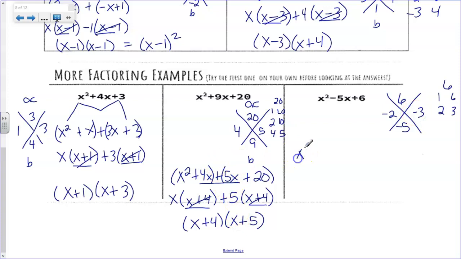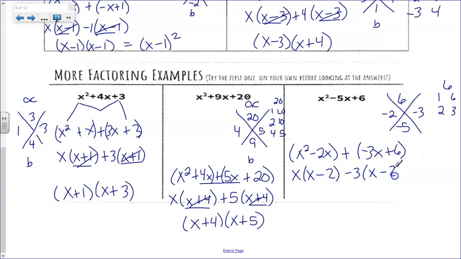So I have x squared minus 2x. Remember, always a plus in between, and then negative 3x plus 6. I can take out an x. I get x minus 2. And negative 3, I get x minus 2. Underline, underline. X minus 2. X minus 3. Okay.